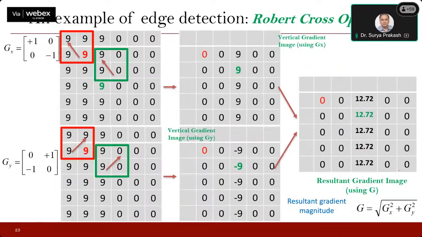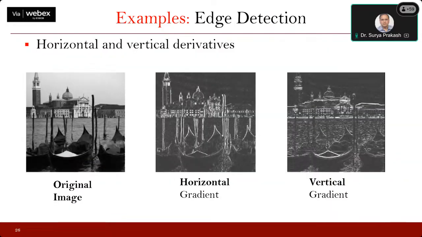So here you see, this is the example where we are using the Roberts cross operator. Let me just move forward. So you see the application of computation of gradient in a natural image. The very first image is the original image. Here we are computing the horizontal gradient and plotting the image here. Here we are computing the vertical gradient and plotting the image here.